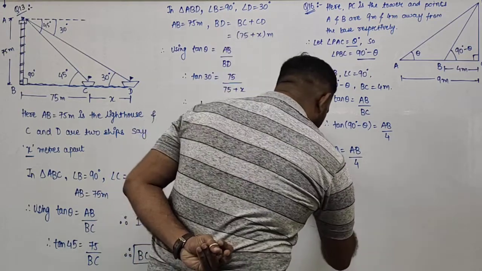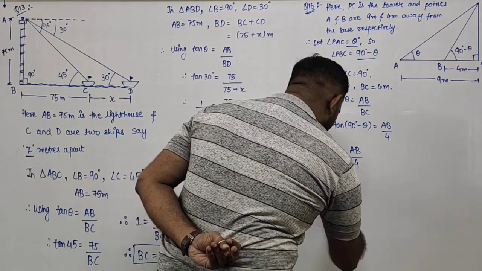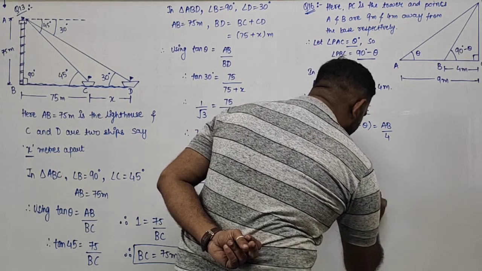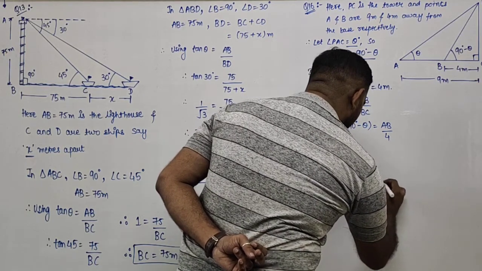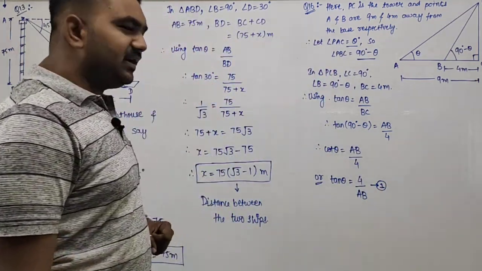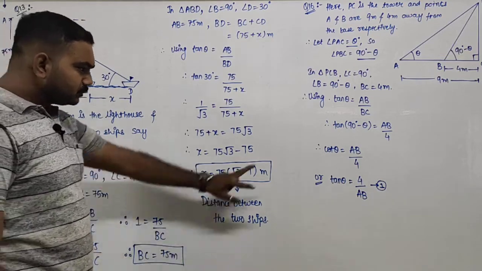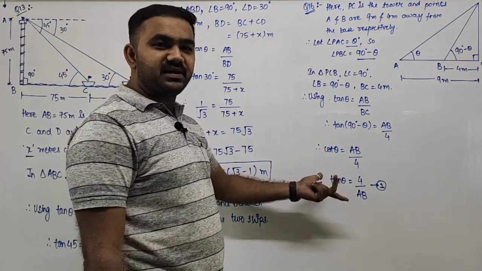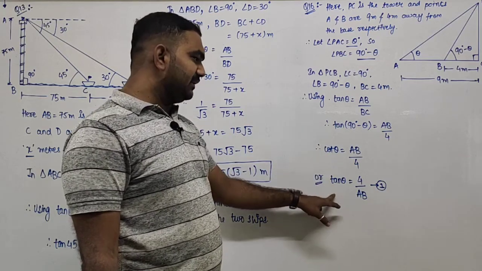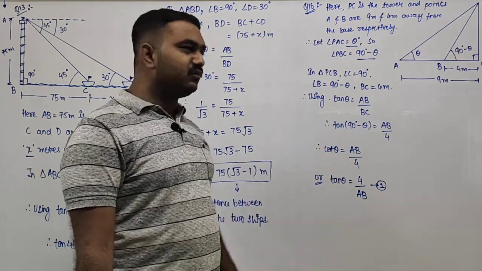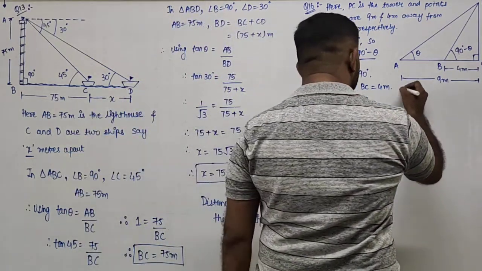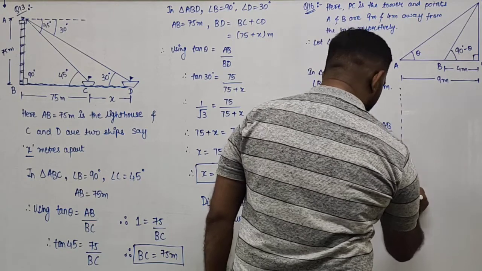Or we can write tan theta is equal to 4 upon AB, because we know that cot theta is 1 upon tan theta. So taking the reciprocal on both sides, cot theta is 1 upon tan theta, so 1 upon cot theta is tan theta, so 1 upon AB upon 4 is 4 upon AB. That is result number 1. If you did not understand, ask me later, or we will solve it again.